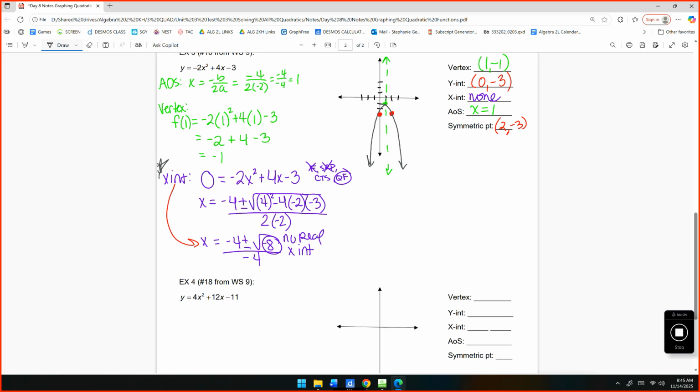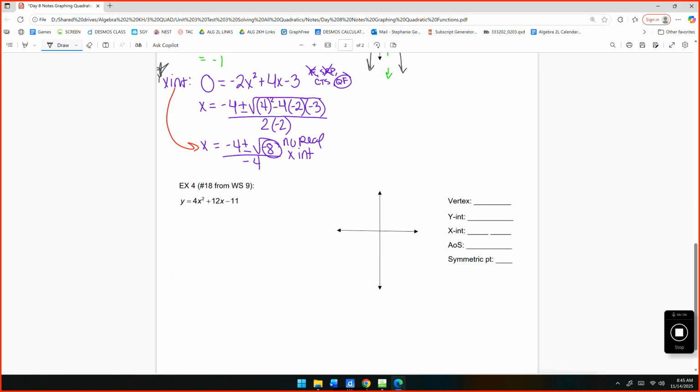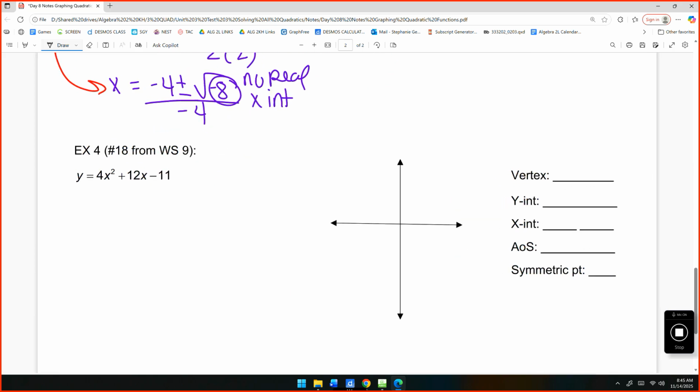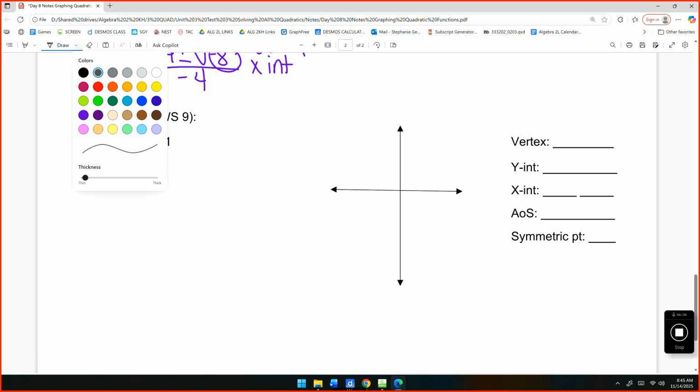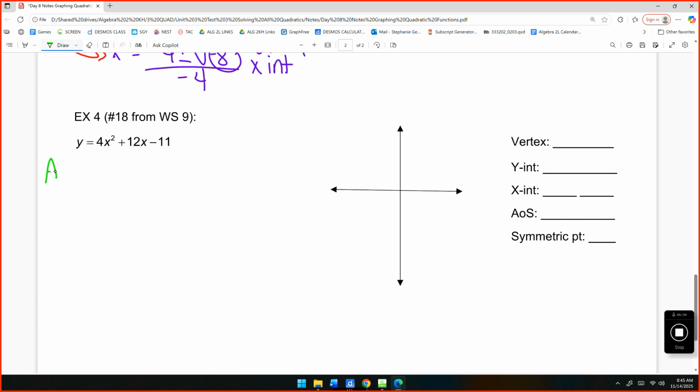All right, do you have any questions so far? I got one more that we're dealing with, okay? All right, let's plug and chug these numbers. Axis of symmetry, negative b over 2a, so negative 12 over 2 times 4. That's negative 12 over 8, ooh, fraction. Negative 3 over 2. Axis of symmetry is x equals negative 3 over 2.